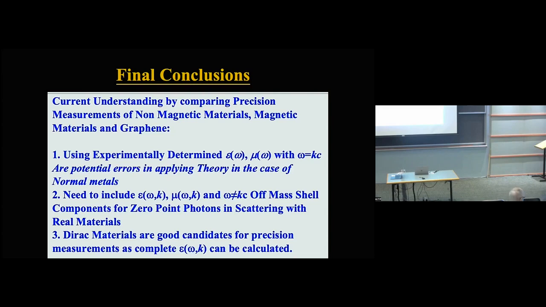But we have materials which are Dirac materials, graphene being one of the best studied, and there are others, and there will be many soon, which will avoid this complication. With Dirac materials, we can always calculate the full non-local permittivity, the contribution of the off-shell mass components, and then come up with the right theory, which we can be confident about, then make a precision measurement and compare, and we'll get a better understanding. Thank you.